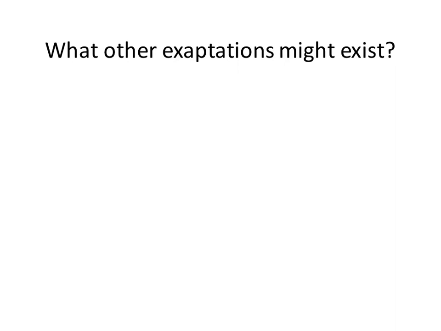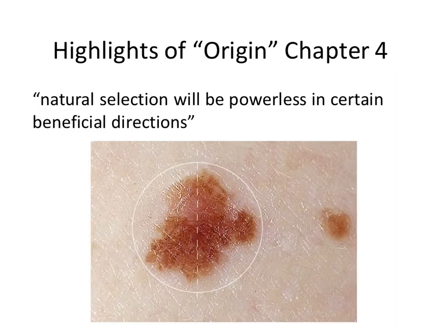Look, I got ahead of myself. Here are a few things that may be useful to keep in mind, or at least hopefully are interesting to keep in mind about what you would have read when you read chapter 4 in The Origin of Species. Just a couple of quotes. Darwin says, natural selection will be powerless in certain beneficial directions. So natural selection is not all powerful, unfortunately.